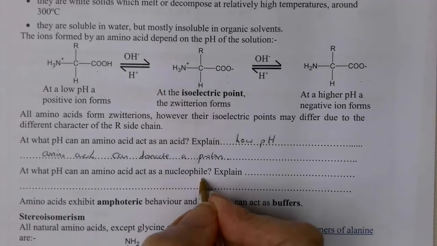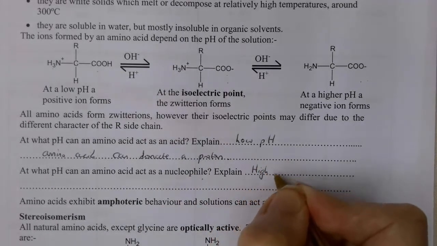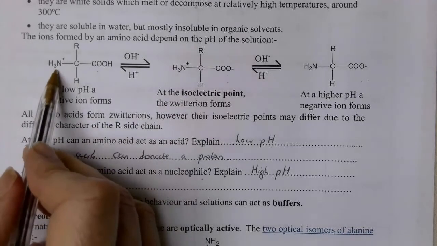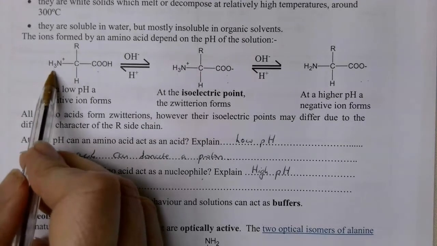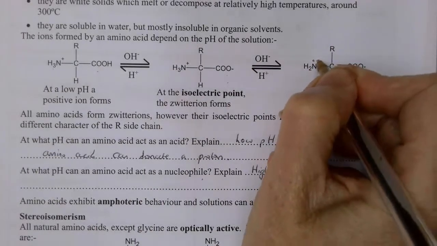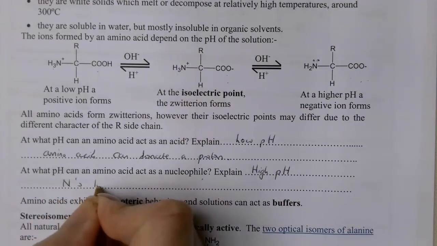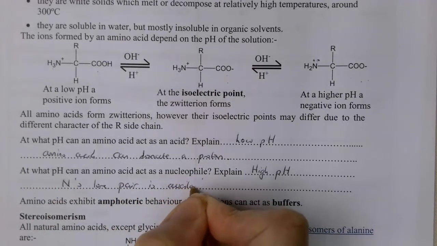The pH at which amino acids can act as a nucleophile is a high pH. A nucleophile, if you remember, is a species with a lone pair of electrons. At low pHs, this nitrogen group has already accepted a hydrogen ion, so it doesn't have any lone pairs it can use to accept anything else. At this point, it does have a lone pair on the nitrogen. So at high pH, the nitrogen's lone pair is available.